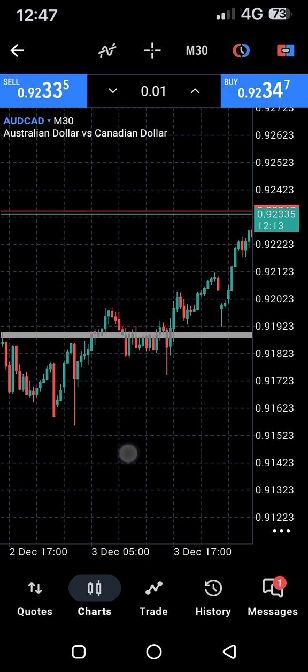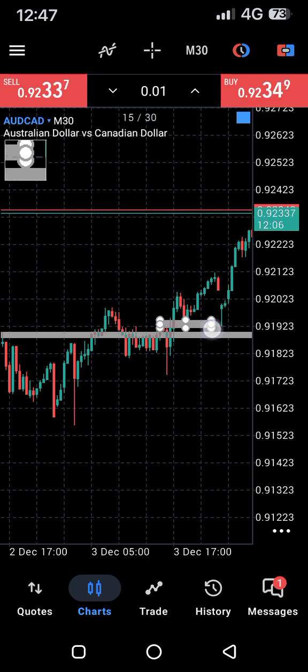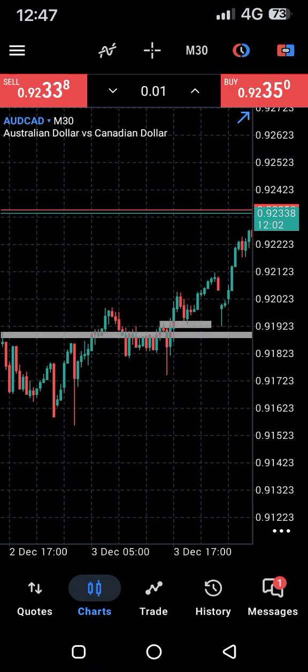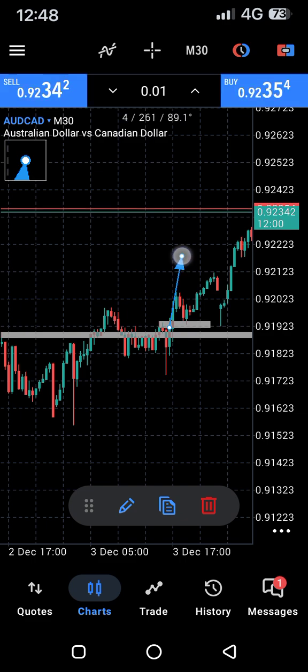And then after some time, price eventually made a break to the upside. So this was the first break to the upside. So this could have been your entry. You could have entered from here and taken the market up to around some good pips.